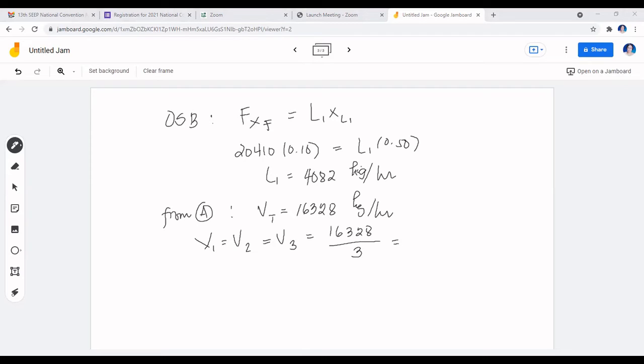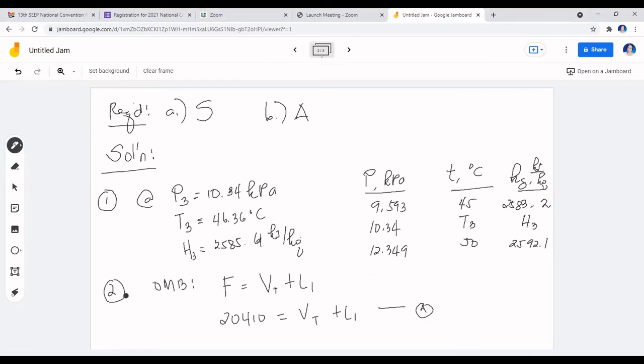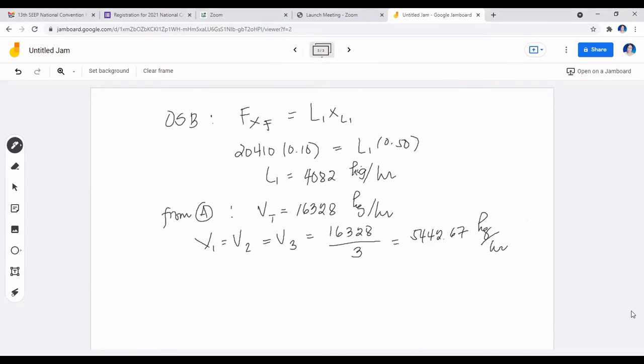Okay, let me check. Somebody wrote already 5442.67. So meaning in each effect, I will just move this to the side. 5442.67 is the amount of water evaporated in each of our effects. By the way, we determined this already when we did the overall material balance and determined the vapor evaporated in each effect, which is our first assumption, that's already step number 3.